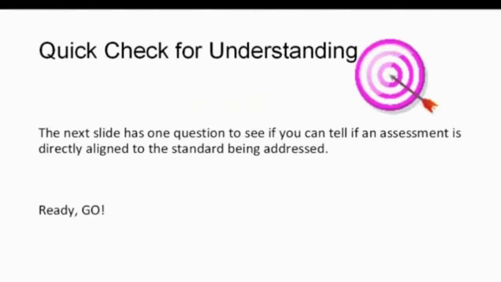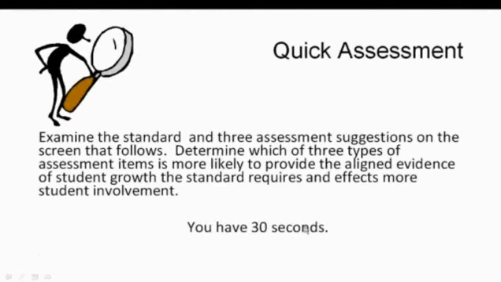Okay, another quiz. The next slide has one question to see if you can tell if an assessment is directly aligned to the standard being addressed. And go. Examine the standard and the 3 assessment suggestions on the screen that follows. Determine which of the 3 types of assessment items is more likely to provide the aligned evidence of student growth the standard requires and affects more student involvement. I'll give you 30 seconds.